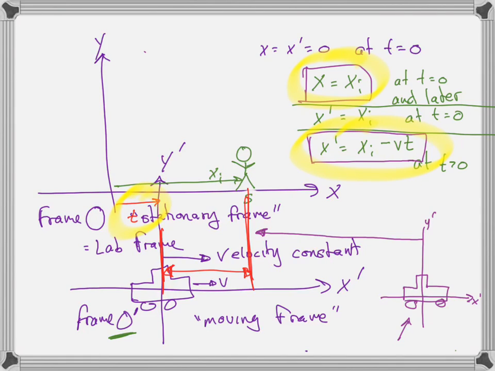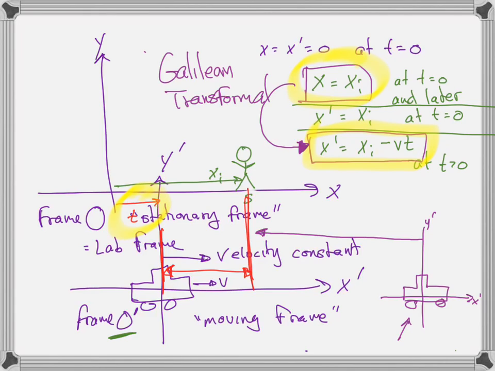Okay, so this is what's called a transformation. We're transforming the position variable from one frame of reference to the other, from the stationary frame to the moving frame. And this is what's called the Galilean transformation, or the Newtonian transformation. This is Newtonian physics.